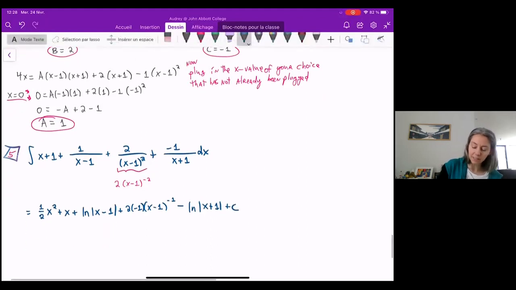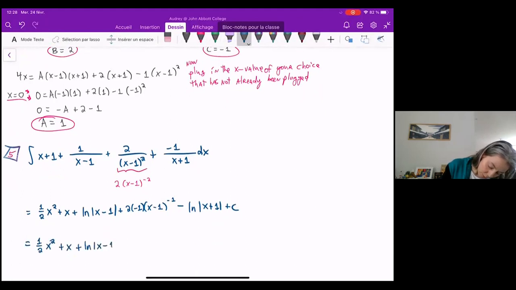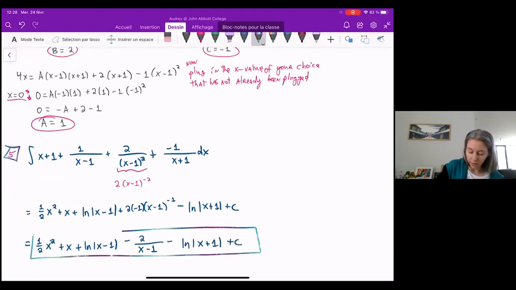I'm going to simplify this, but this is my final answer. So 1/2 x squared plus x plus ln of x minus 1, minus 2 over x minus 1, minus ln of x plus 1, plus a constant. Final answer. And we have just done a case 2 partial fractions problem.